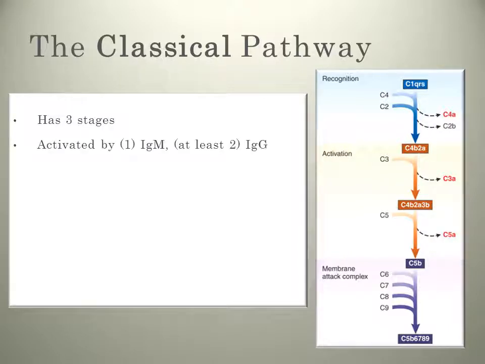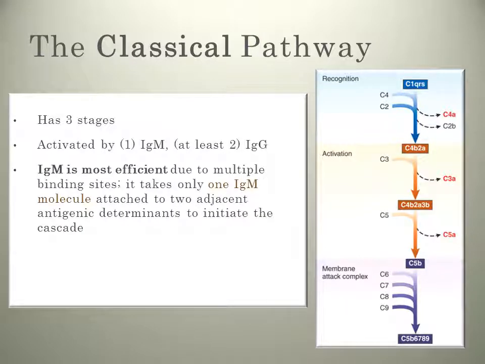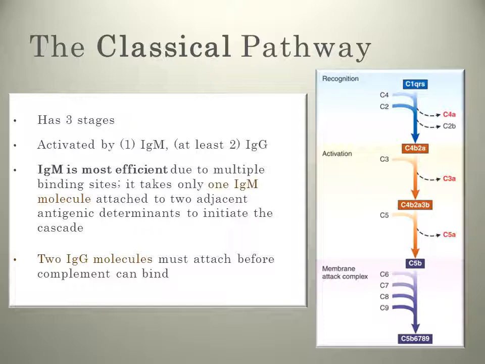Classical pathway requires only one IgM molecule, or at least two IgG molecules, to be initiated. IgM is more efficient than the IgG because it's so big. It's got all those multiple binding sites. So if one large IgM molecule binds to two adjacent antigenic determinants, that can initiate this cascade, while at least two IgG molecules must attach in order for recognition to occur.